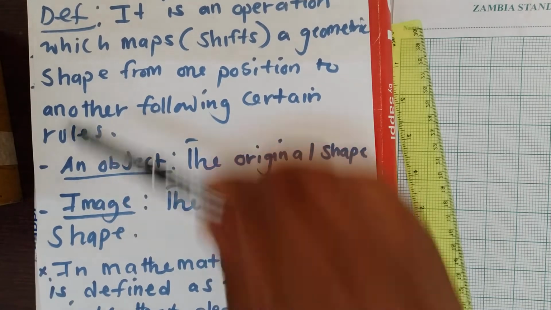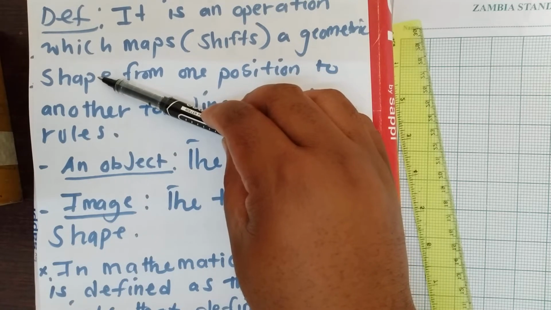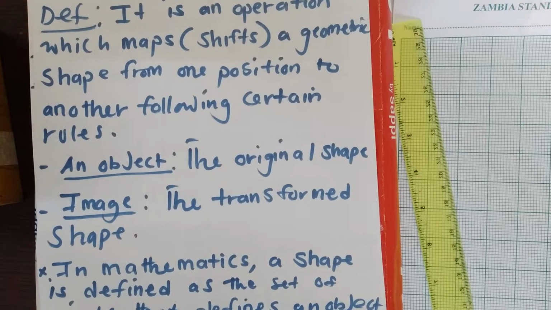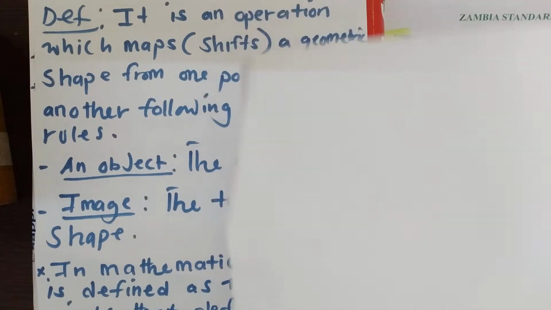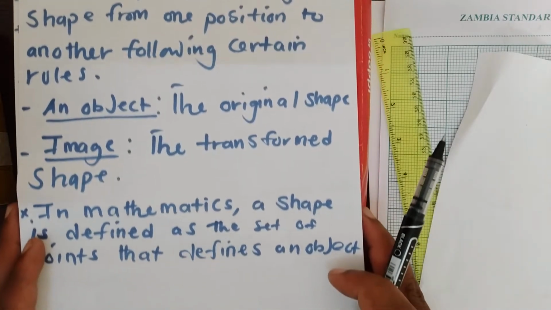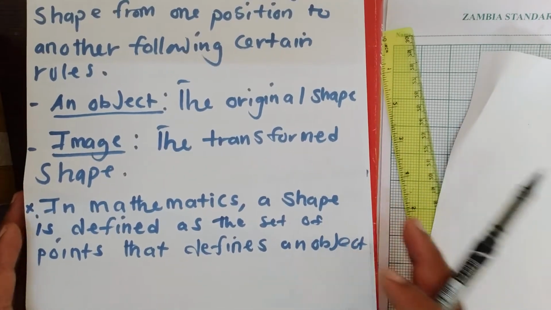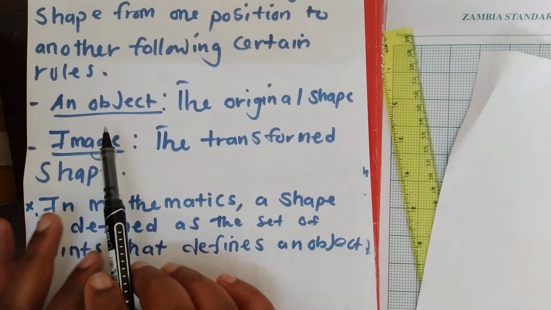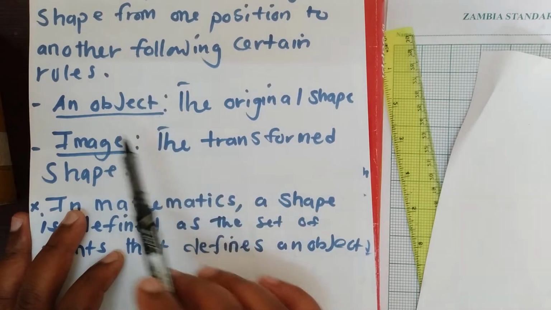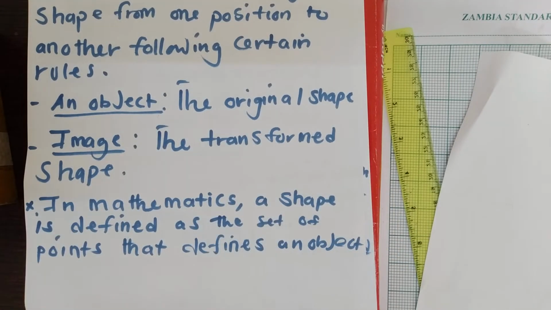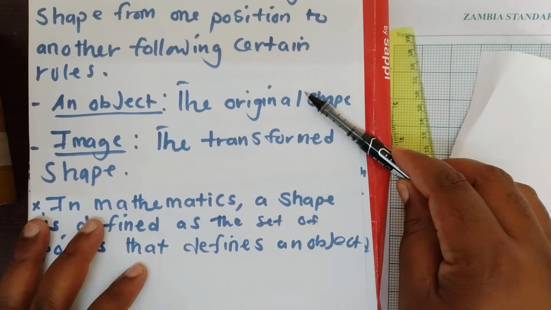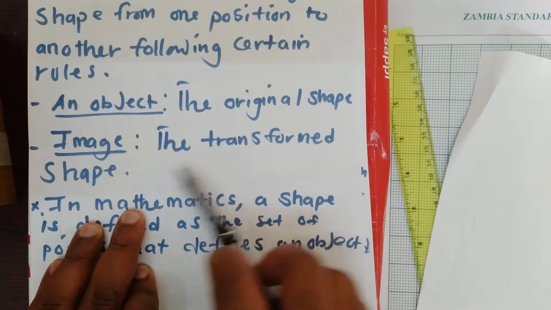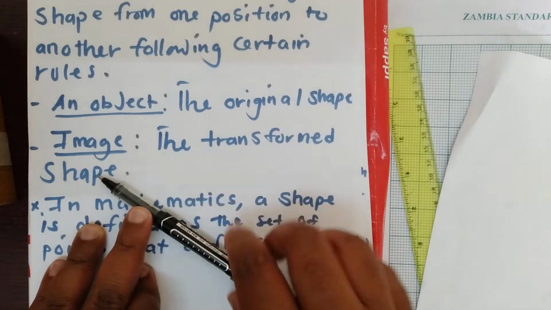We can define what a shape is, but there are other terms that we need to understand first. We need to understand what an object is as well as an image. When we talk about an object here, we talk about the original shape. When we talk about an image, we're talking about the transformed shape, the shape that has been transformed.